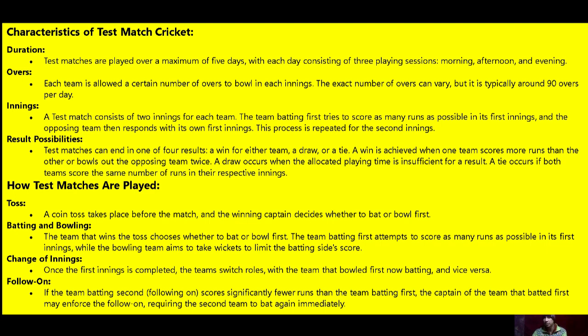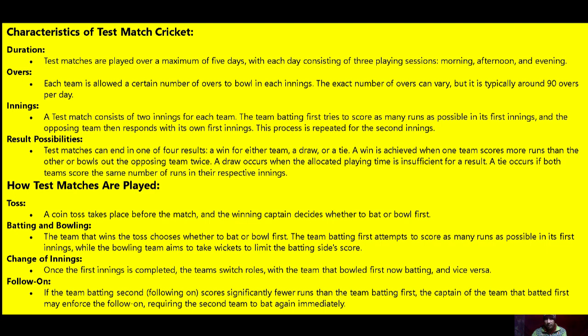A team scores runs by hitting the ball and running between the wickets. The bowling team aims to take wickets by getting the batsman out through various means, such as bowled, caught, LBW, that is leg before wicket, and more.